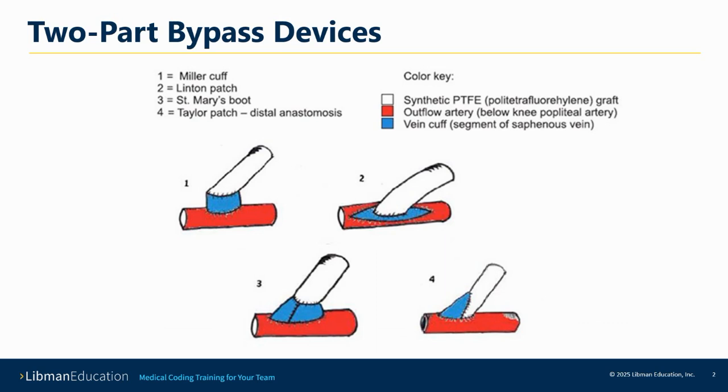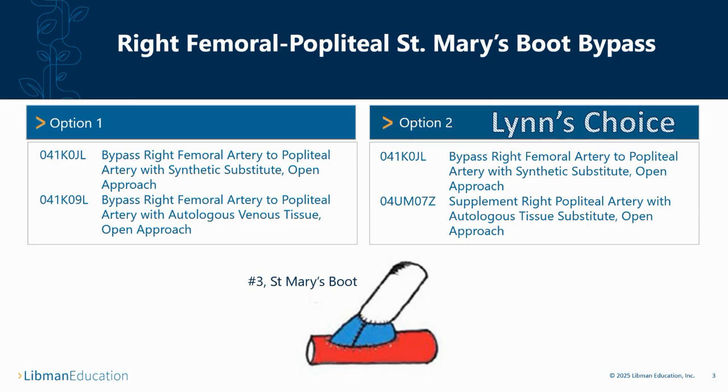Let's use image number 3, the St. Mary's boot. In this example, we will say that the bypass is from the right femoral artery to the right popliteal artery using a PTFE graft, that's the white conduit, and an autologous piece, the blue patch.